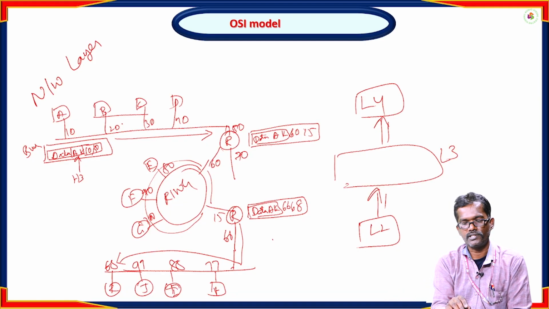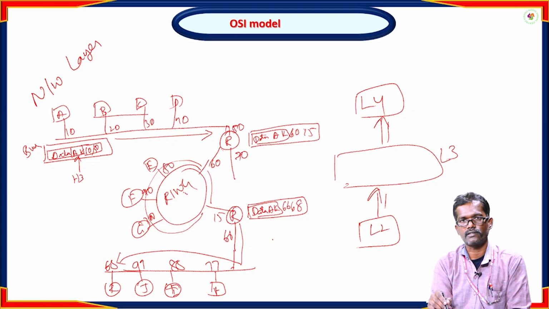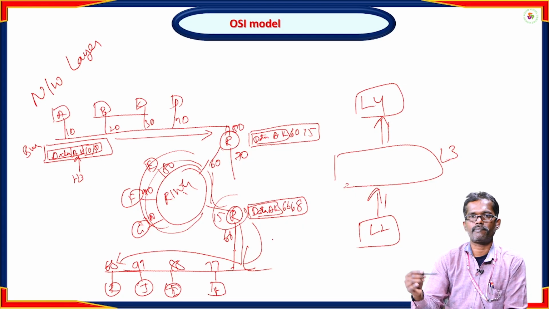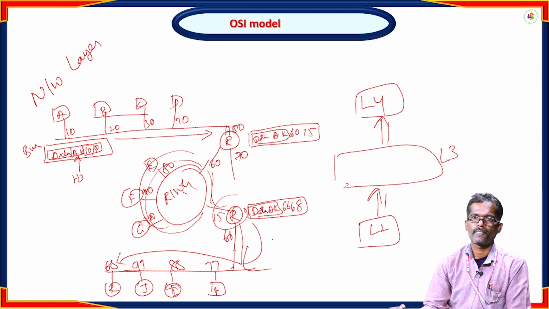From this network to another network, switching takes place, and from here to here and here to here, a routing technique will be used, shortest path or any other routing technique. From here to here, more switching takes place. So in the network layer, switching, routing and synchronization play an important role. That is the main function of the network layer.